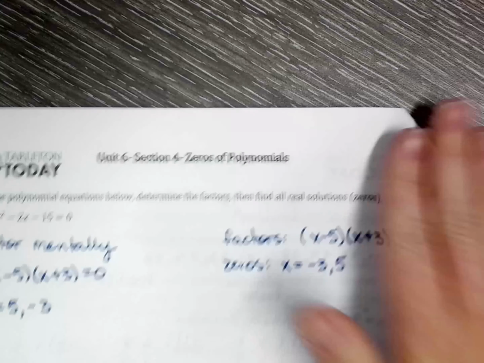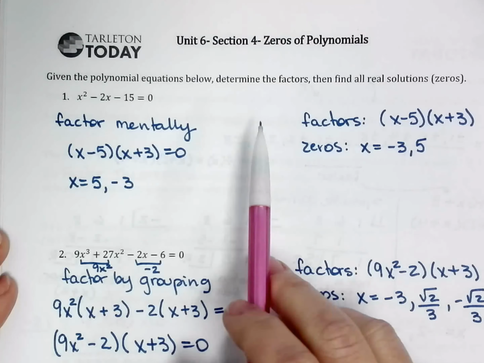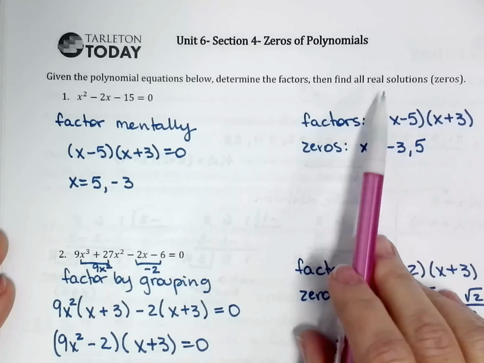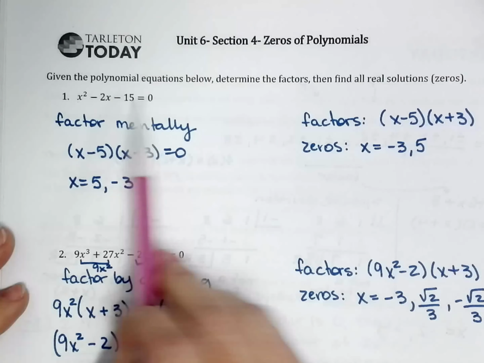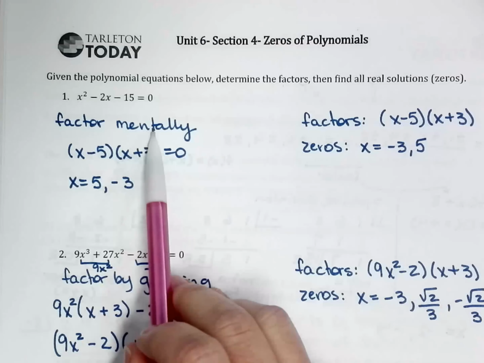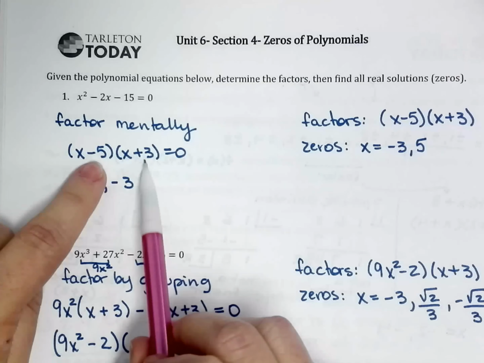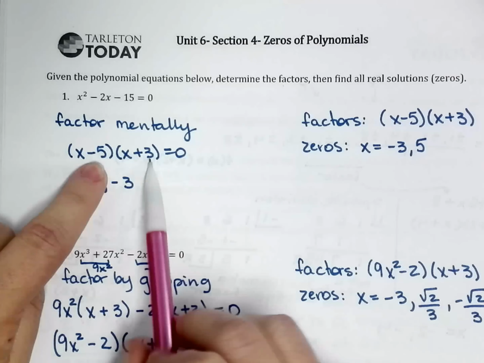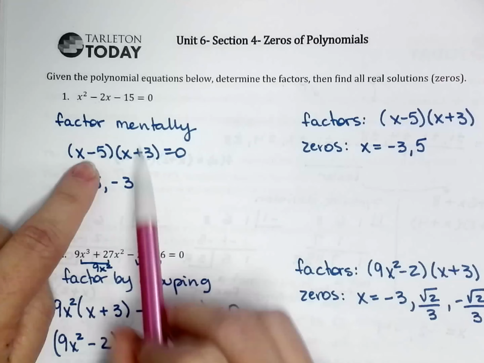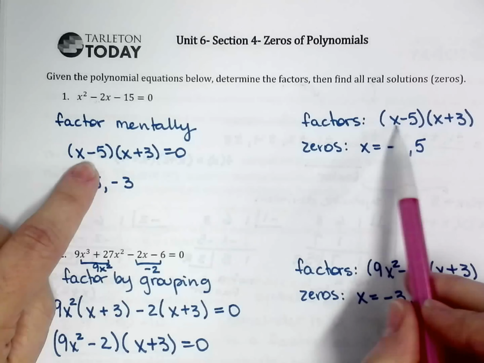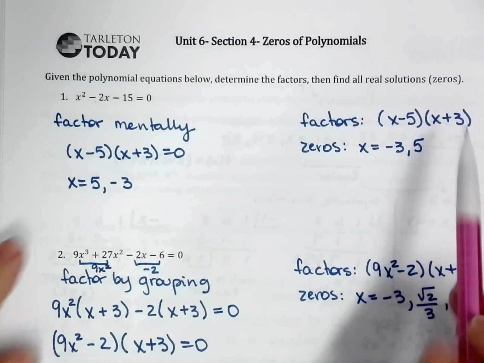One last page. A lot of factoring. So we need to determine the factors and all the zeros or all the solutions. This one, since I'm determining the factors, I'm just going to try to factor. Why not? So two numbers that multiply to -15, -5 and 3. And the same two numbers add up to the one in the middle, add up to -2. So -5 plus 3 is -2. So these are my factors, x minus 5, x plus 3.